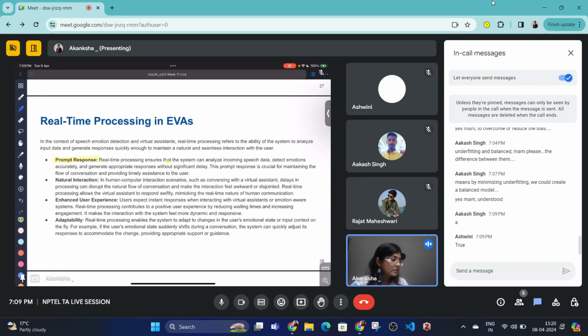It ensures that the system can analyze incoming speech, detect emotions accurately, and generate appropriate responses without significant delay. It is very crucial for maintaining the flow of conversation and providing timely assistance to the user. We won't wait for the reply to come for 5 minutes and then say, okay, now that agent is replying. No, we want it in real time. Then it should sound like a natural interaction. No person talks with a gap of 3 minutes. It should be a few seconds. Then enhanced user experience: of course, it will reduce the waiting time and increase engagement, and it makes the system feel more dynamic and responsive.